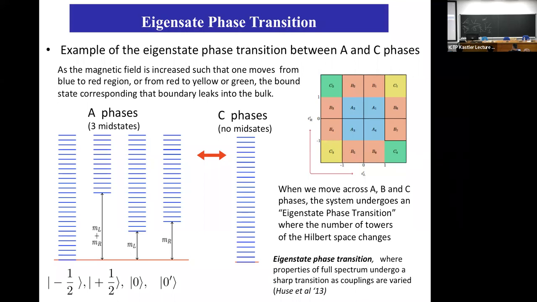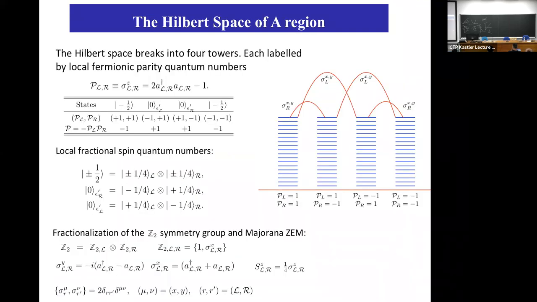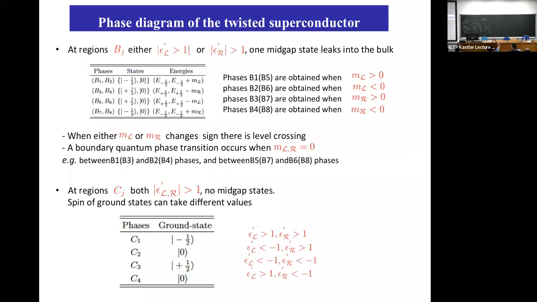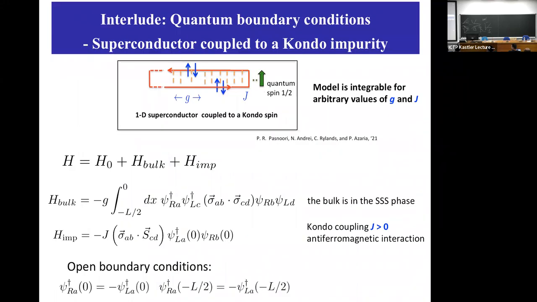So this is an example of what is called an eigenstate phase transition. Typically when we talk about phase transition, we think about the ground state, the change in the ground state, and the low lying eigenvalues around the ground state. When we talk about eigenstate phase transition, we examine how the whole structure, the structure of towers built over the various eigenmodes, changes. And we have a very interesting phase transition taking place as a function of these external fields. Let me skip this and go to the interlude.